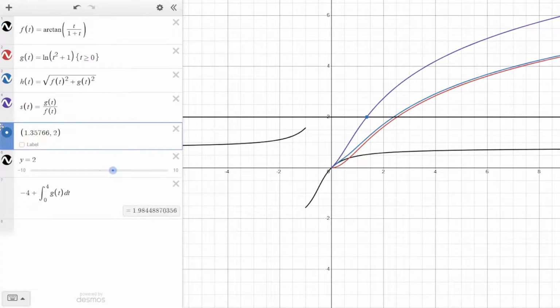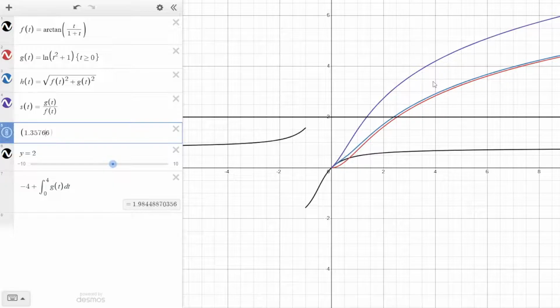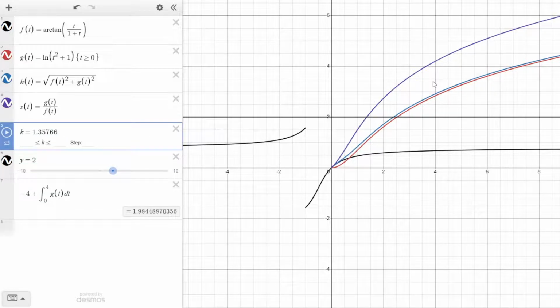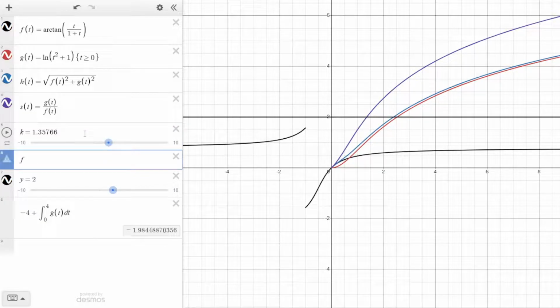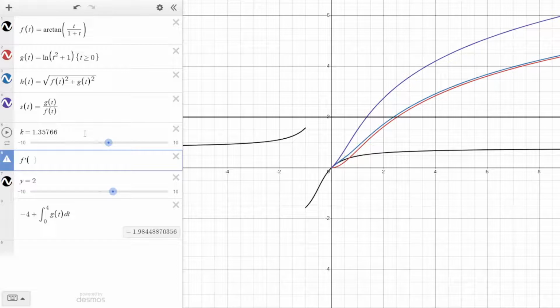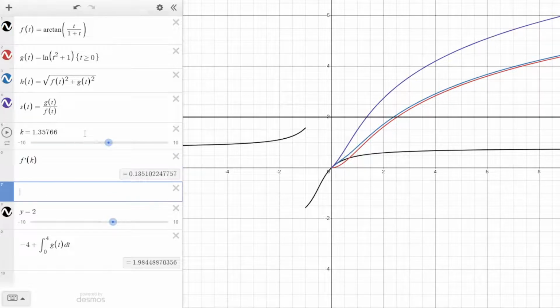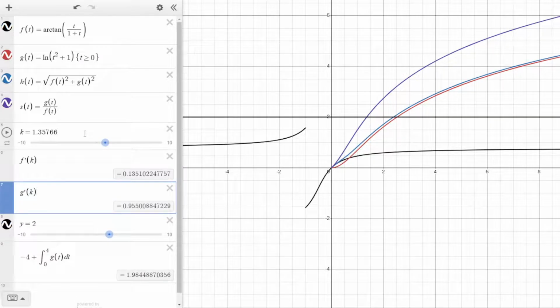It's really great. And what I like to do here is get rid of the rest of the stuff, keep that value, and define a new constant k. Okay, so that's going to be my constant, and now the acceleration vector is going to be the second derivative of f, which is going to be f prime, plug in k, and then g prime of k. And there I've got my acceleration vector right there, really quick.